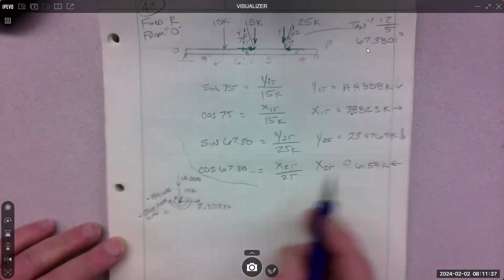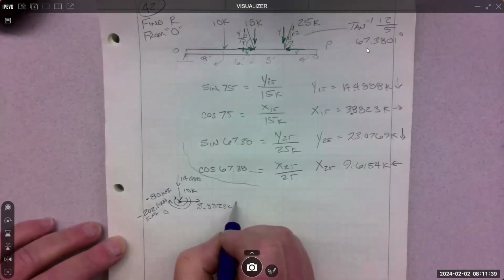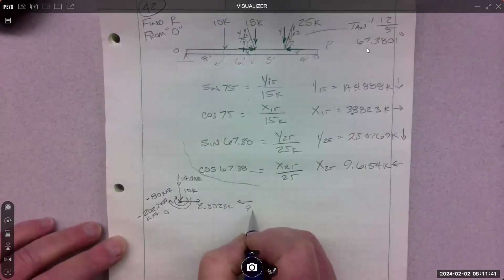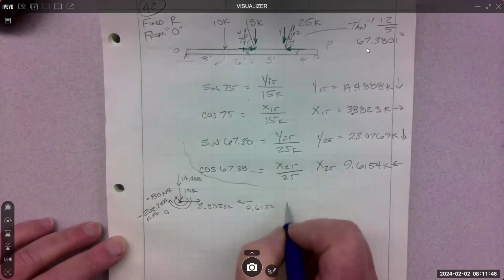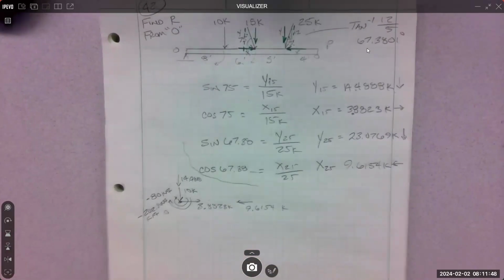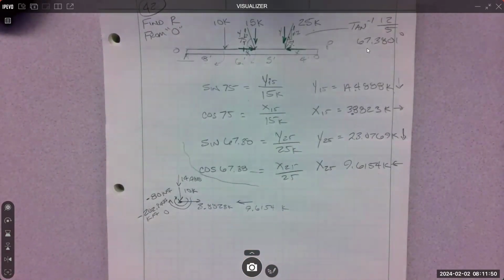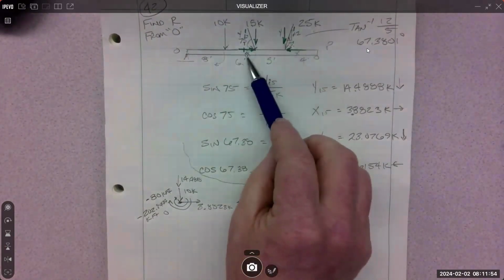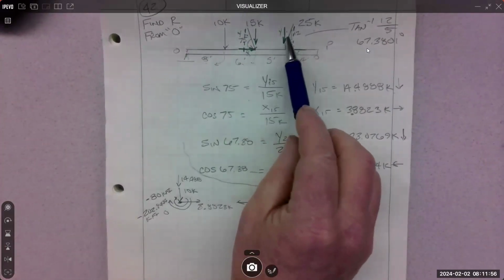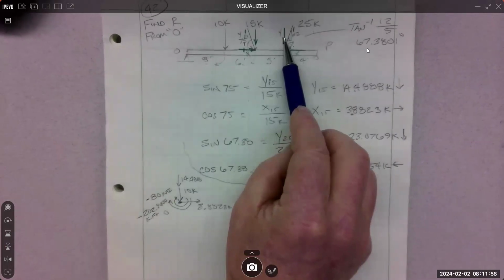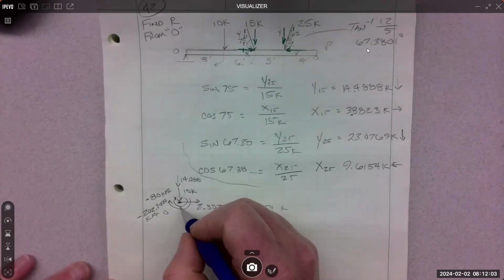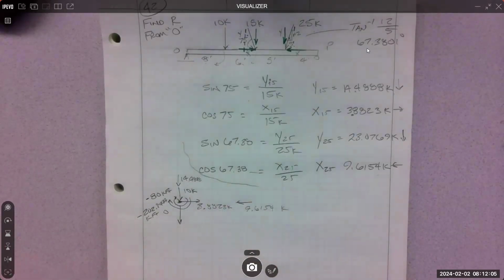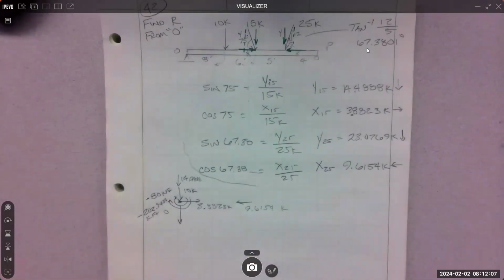X of the 25 is 961. It points the other way. I'll put it out here. But it's going through O, right? So that one's moved over, that one's moved over, that one's moved over. I need to move this one, the Y component of the 25. And I'll just put it down here, stacking them all up at O.